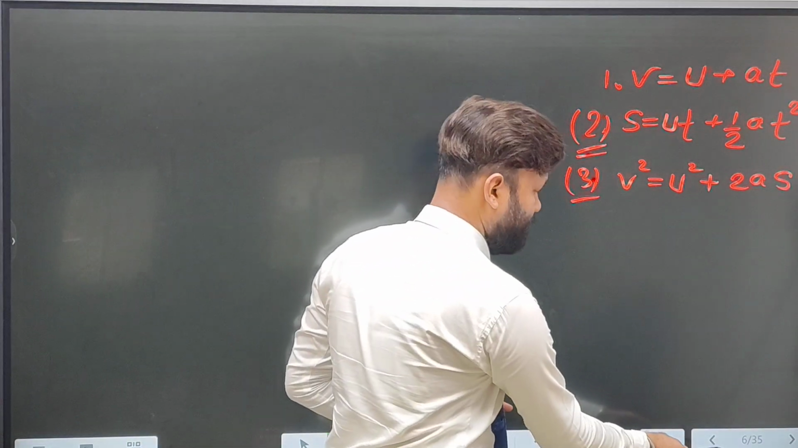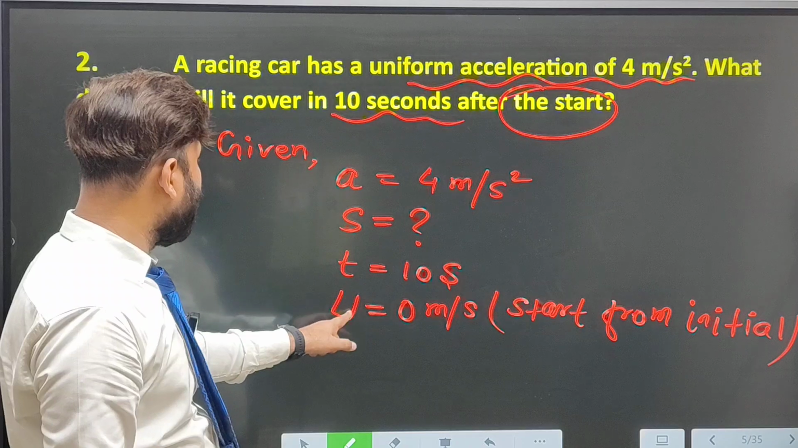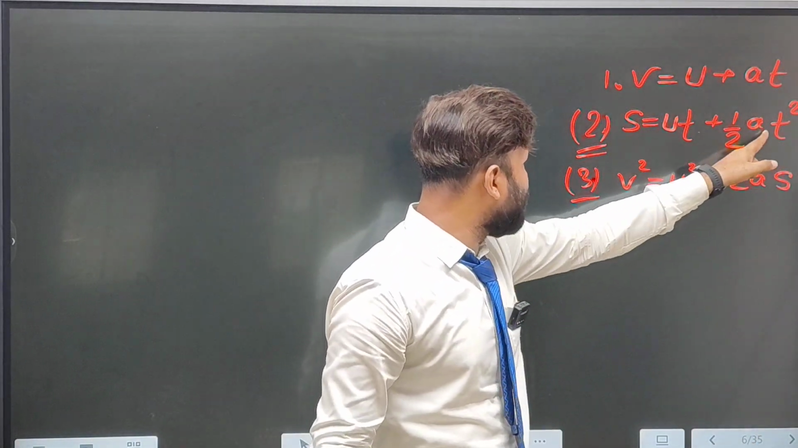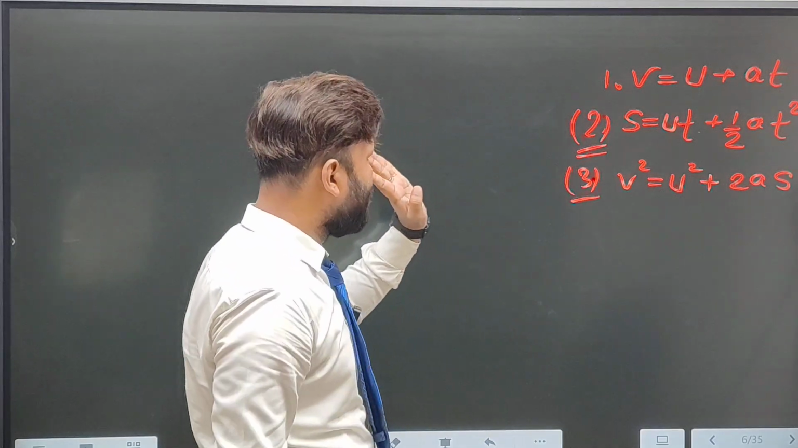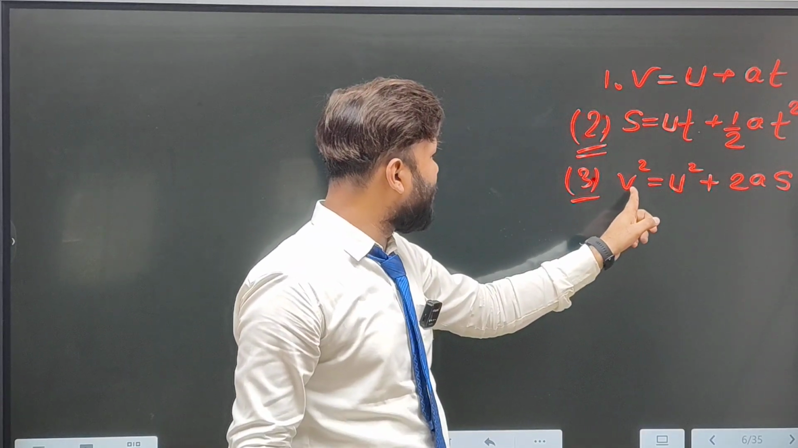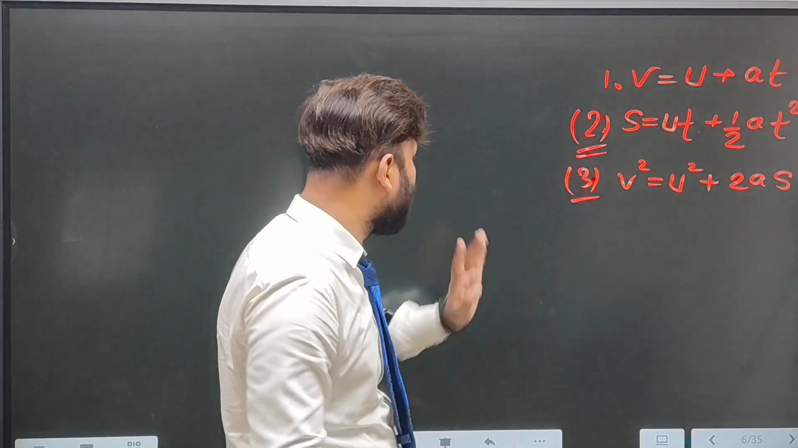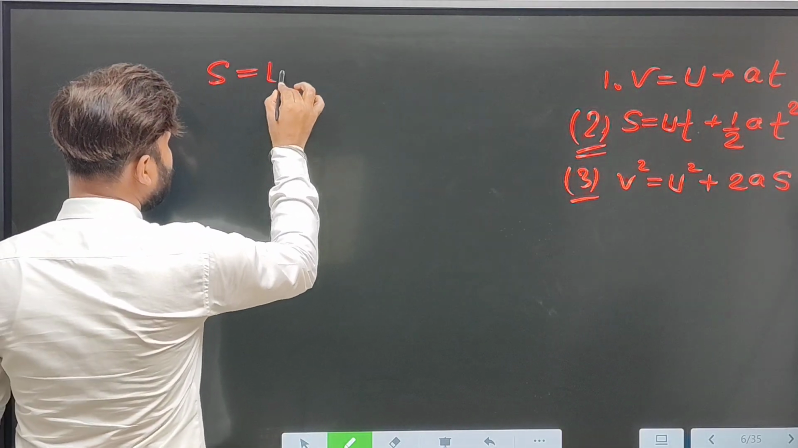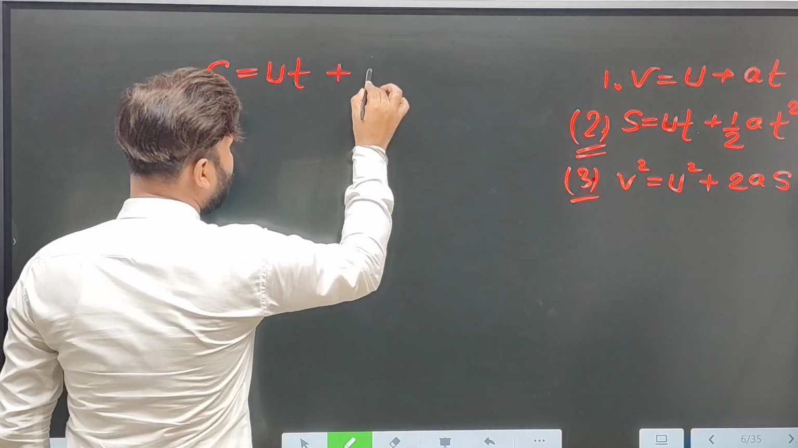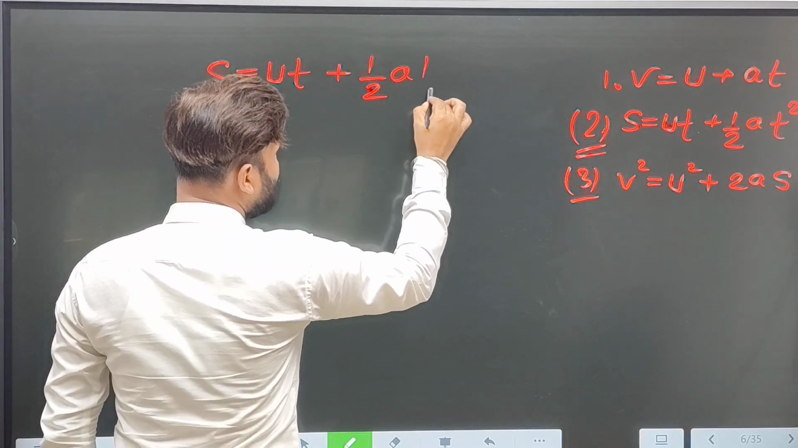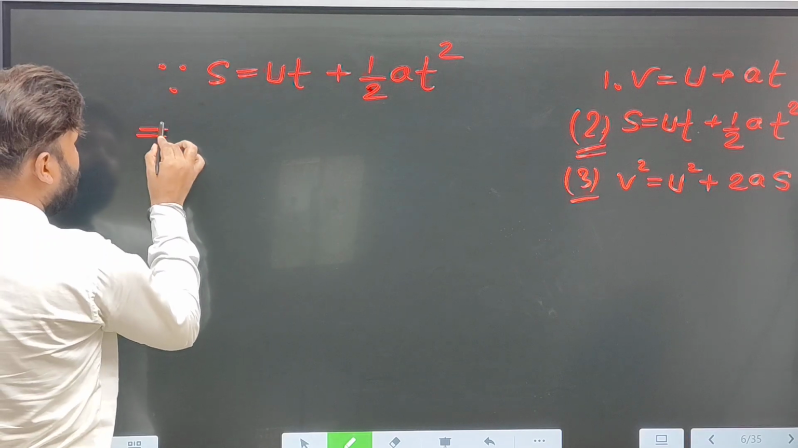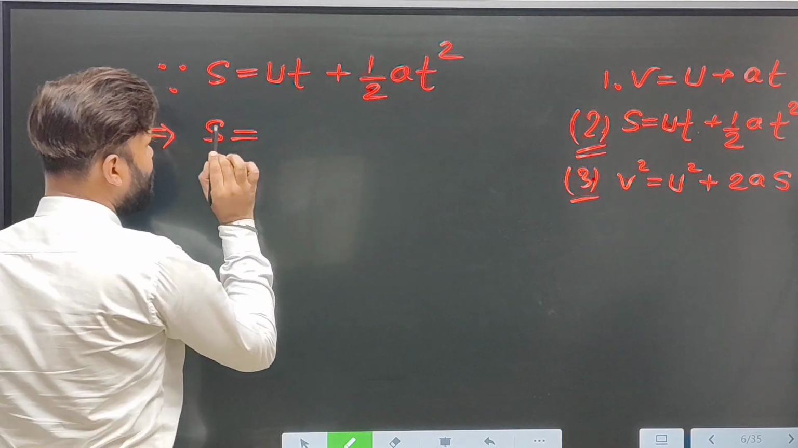Now just check. Time is given, U is given, A is given. So we can use the second equation. Why can we not use the third? Because final velocity is not given. So we cannot use the third equation. So with the help of the second equation of motion, S is equal to UT plus half AT square, we can find the solution.